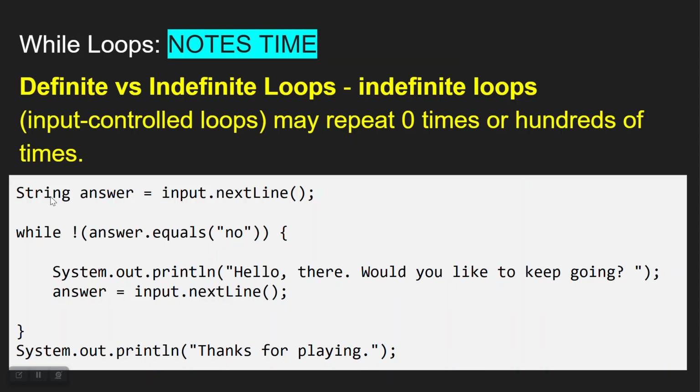So down here, string answer equals input.nextLine. So there must have been a question up here before then. And it says while not answer.equals("no"), go ahead and print hello there, would you like to keep going? And then answer equals input.nextLine. So we're asking them again, if they print yes, it's going to go ahead and do this, and they can print yes 100 times, 1,000 times if they want to, or they can just print no. And if the answer equals no, then it's just going to say thanks for playing. We don't loop that at all. So that would be an indefinite loop. And again, indefinite loops are more commonly what we call input controlled loops.